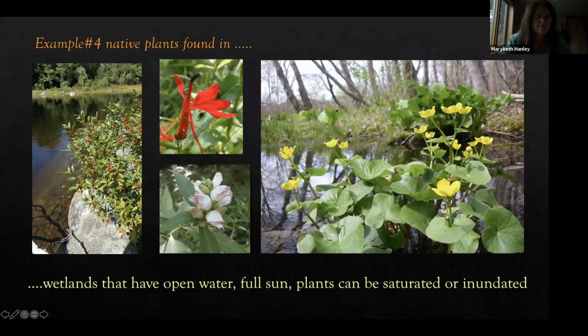These are some plants that you would find on the edge of wetlands, around open water, in full sun, plants that can be saturated or inundated. This is a holly, a native holly, cardinal flower, a turtle head, and a marsh marigold.